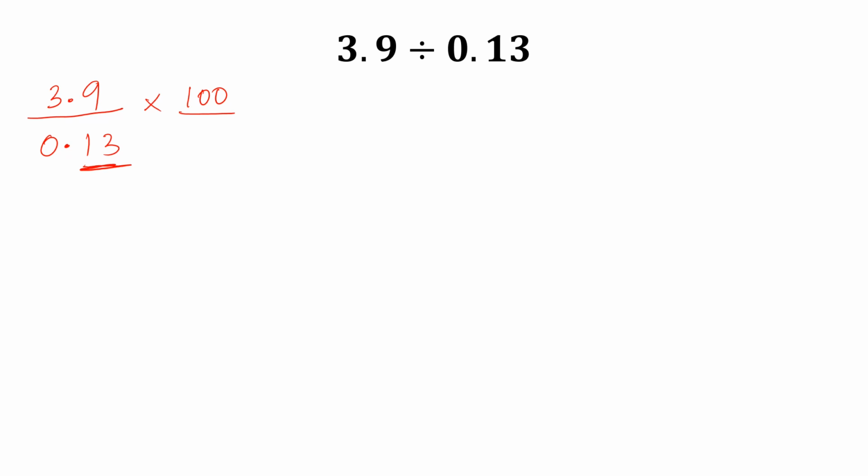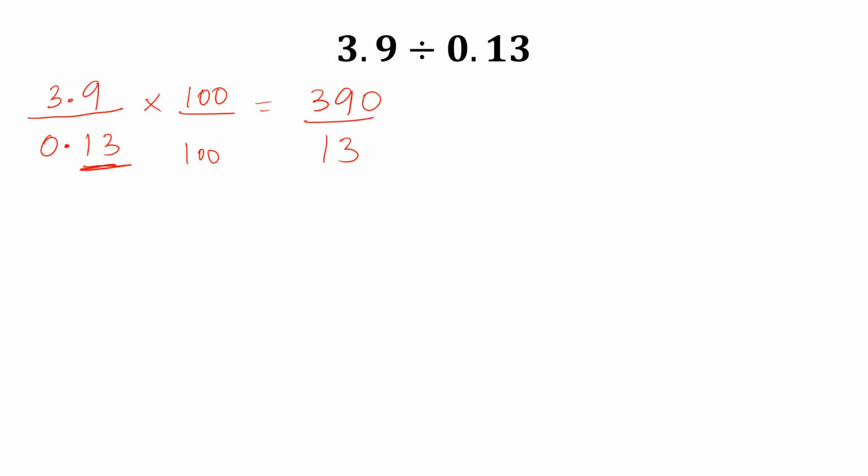When we have 1 decimal place, we multiply by 10. When we have 2 decimal places in our denominator, we multiply by 100. If we have 3 decimal places in our denominator, we multiply by 1,000, and so on and so forth. So let's continue, guys. Now 3.9 times 100, that will give us 390, and 0.13 times 100, that will give us 13.